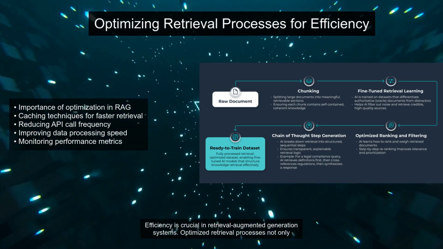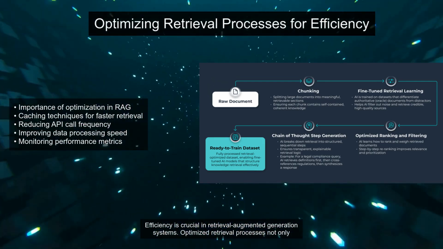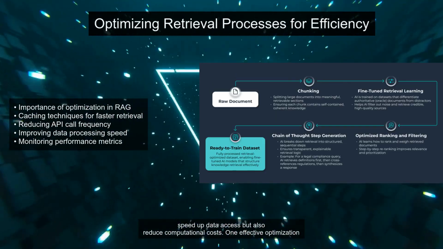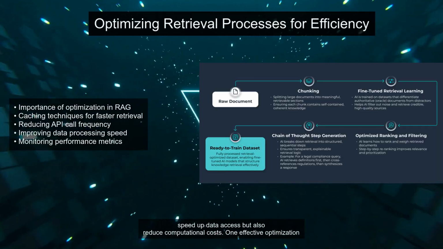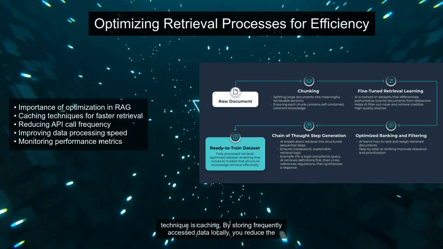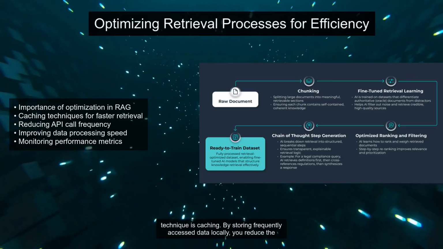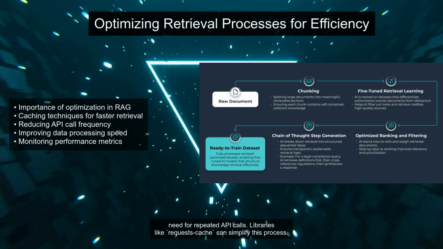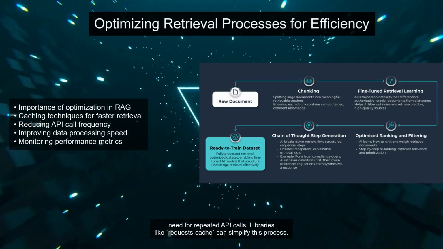Efficiency is crucial in retrieval-augmented generation systems. Optimized retrieval processes not only speed up data access but also reduce computational costs. One effective optimization technique is caching. By storing frequently accessed data locally, you reduce the need for repeated API calls. Libraries like requests-cache can simplify this process.